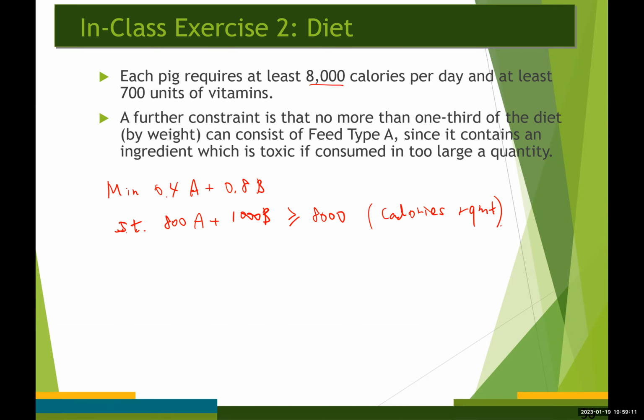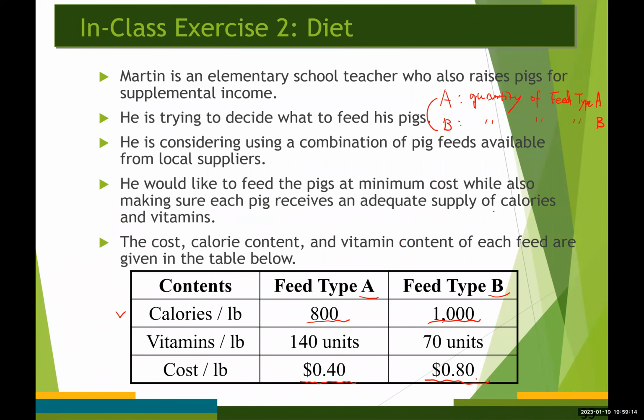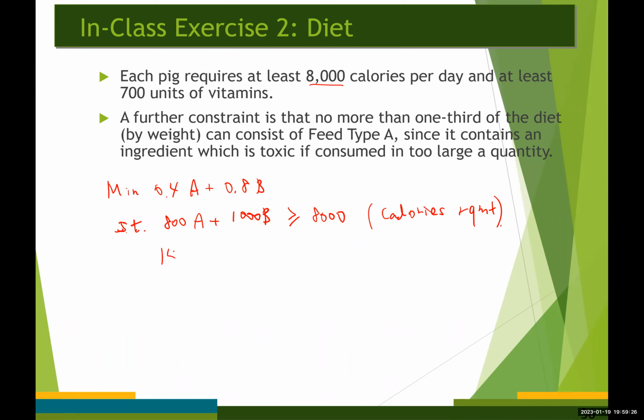Likewise, we can have one for the vitamin requirement, right? Using the values 140 and 70: 140 times A plus 70 times B is greater than or equal to 700 units of vitamins. So this is going to be the vitamin requirement.